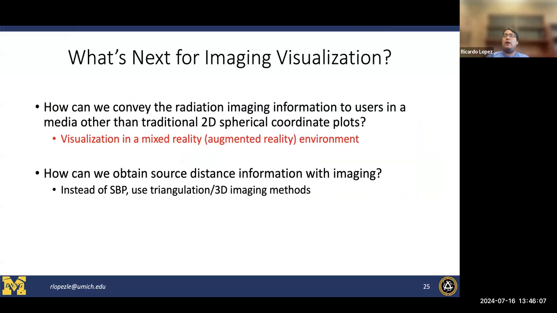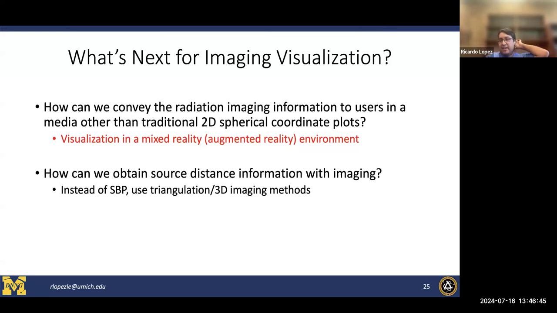So one of the things that we had started thinking about a couple years ago was, are there any alternative ways we can convey this radiation imaging information to users, such that it is apparent to the user where a source is present in an environment in real time? And our solution to this question was, what if we try displaying or representing this imaging information to the user via mixed reality or augmented reality, such that they would be able to visualize something in their actual space using the data collected from the H2DPI.